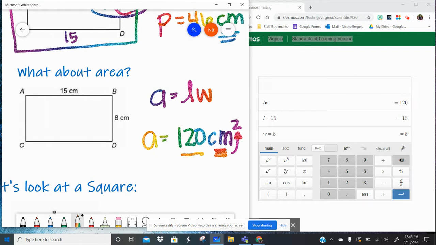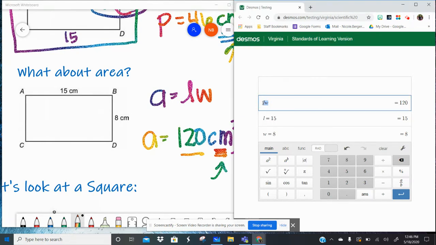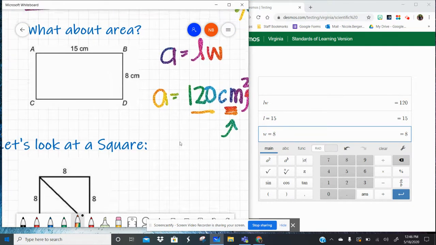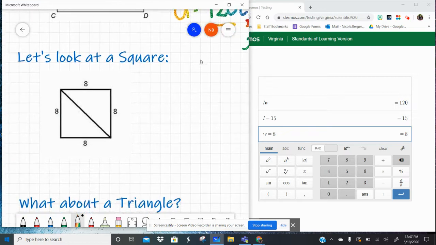Remember, perimeter, just the unit, area, units squared. Pretty simple stuff, right? Easy peasy, lemon squeezy. You don't have to memorize the formula. You just use that formula sheet, plug in the formula into the Desmos, plug in what you know, and boom, you're done. Let's move on to a square.